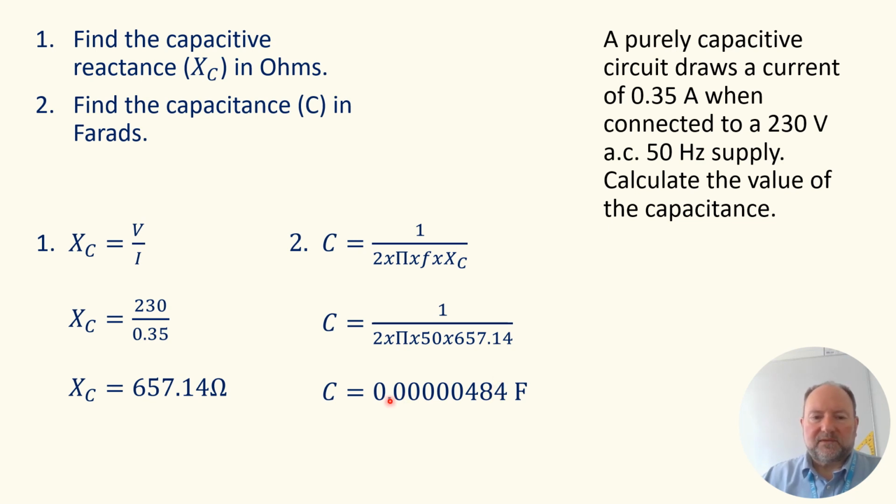Now, there's a better way really of expressing that. If you were to move the decimal point 1, 2, 3, 4, 5, 6 places, that would then actually give us 4.84 microfarads. Much better way of expressing it. As I said before, quite often capacitance is expressed in microfarads.